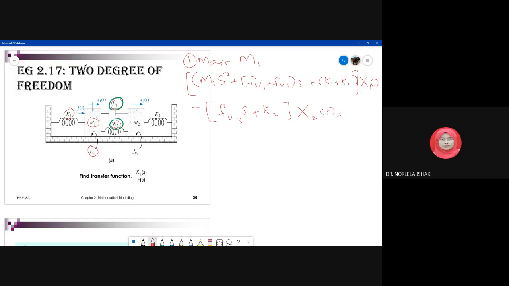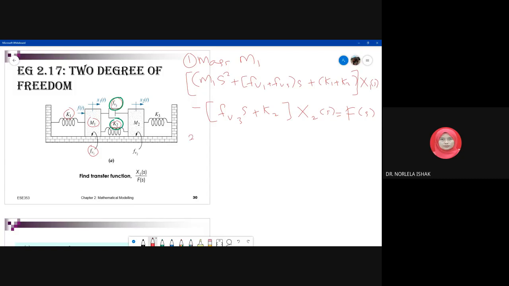Okay, and equal to what? Equal to the sum of applied force at X1, kan? So apa yang dekat X1 kita? So total of force tu lah equal to Fs. Okay, this is the equation for M1. So how about the equation for M2? Macam mana nak buat equation for M2?